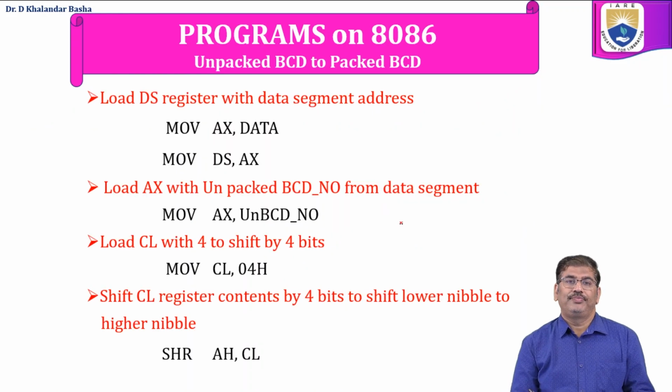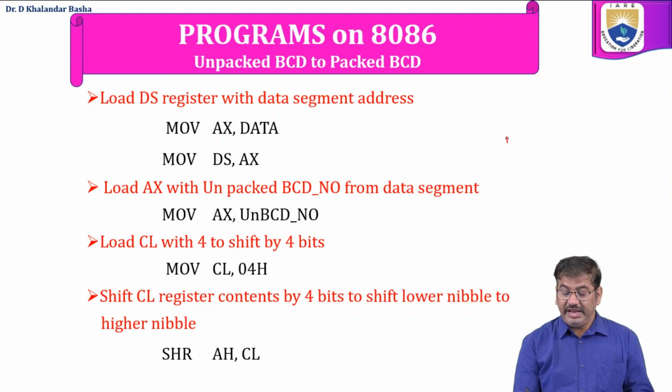Now we will see the program. First, the data segment address assigned by the assembler, we have to load into the data segment register by using MOV AX, data followed by MOV DS, AX. As immediate data loading directly into the data segment register is not allowed, first we load into the AX register, and from the AX register to DS. Then move the unpacked BCD number into the AX register.